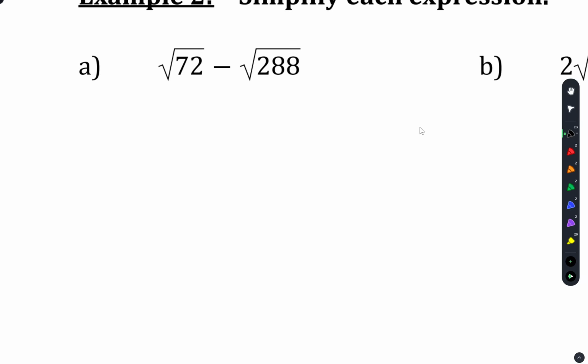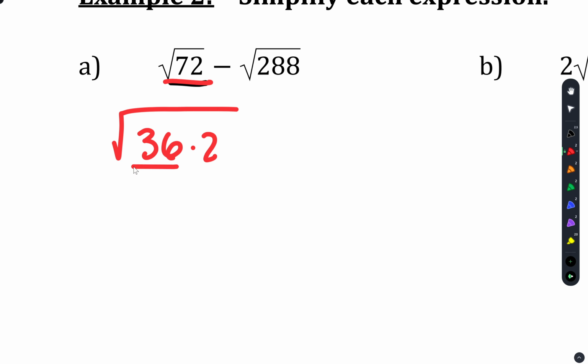I'm going to take the 72 first. What breaks down into 72? What's the largest perfect square there? 36 and 2. So this is 36 times 2 inside the square root. Remember, that 36 is the perfect square. I square root it and bring it to the outside. So that should be a 6 on the outside. That goes away. There's just a 2 left on the inside. Yes? We're going to do the same thing for this other term.